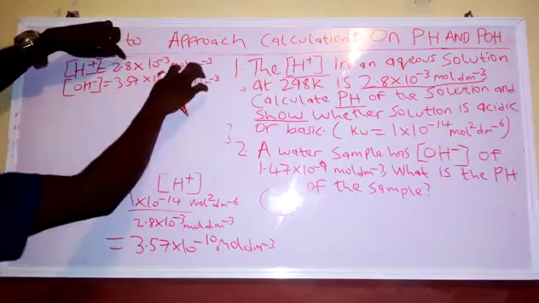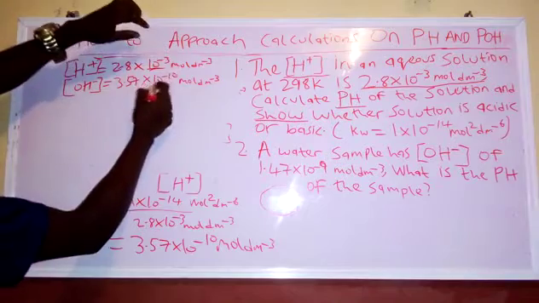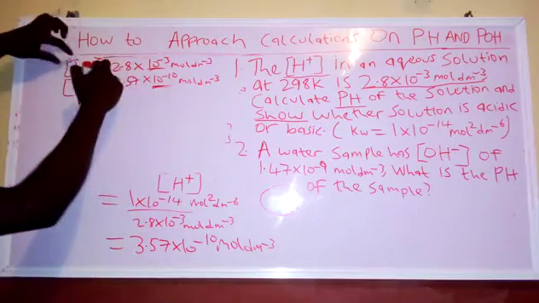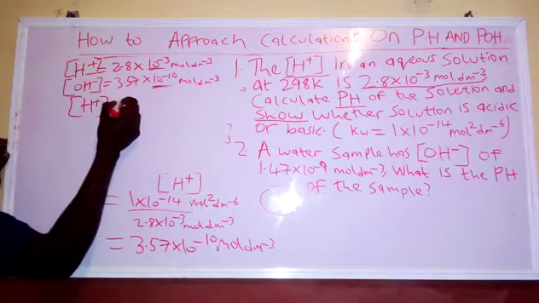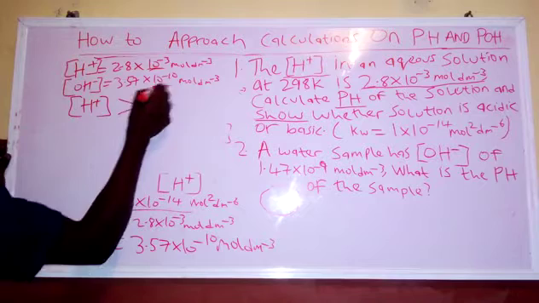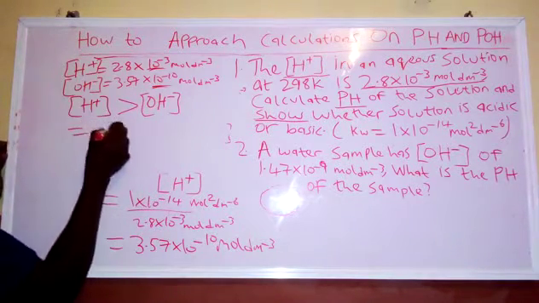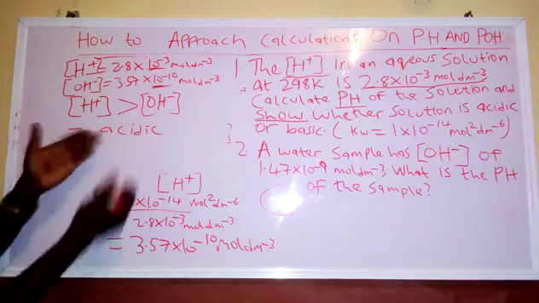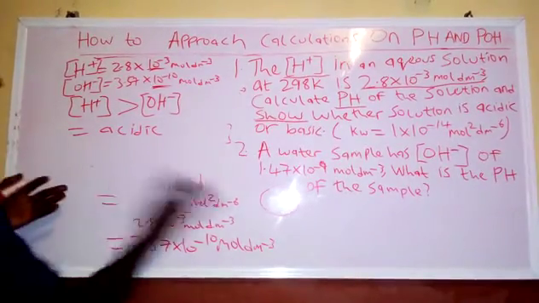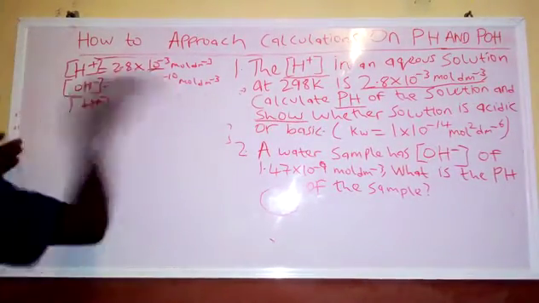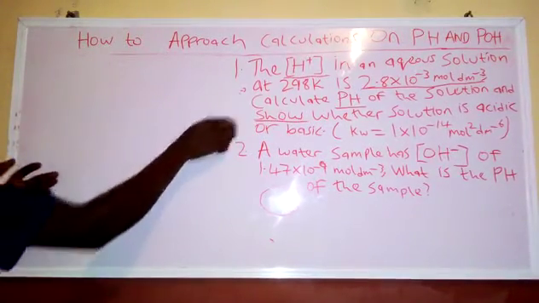So hydrogen is actually bigger. Look at the power of 3. This one is power of 10. Hydrogen is actually bigger. Now because hydrogen ion concentration is greater than hydroxyl ion concentration, then the solution is acidic. So can you see? That shows that the solution is acidic. So that's that. Now let's move to question 2.